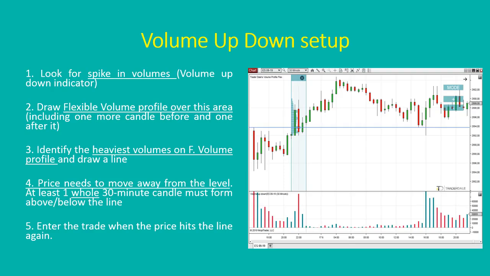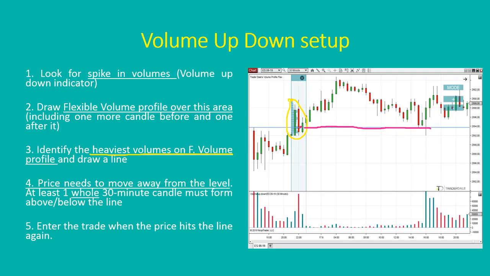So the third step is that you identify the heaviest volumes on the flexible volume profile. You look at those volumes and you identify the heaviest volumes. In this case, it's in here. This is where the volume profile is the thickest, in this area. So you identify the heaviest volumes and you draw a line from there.